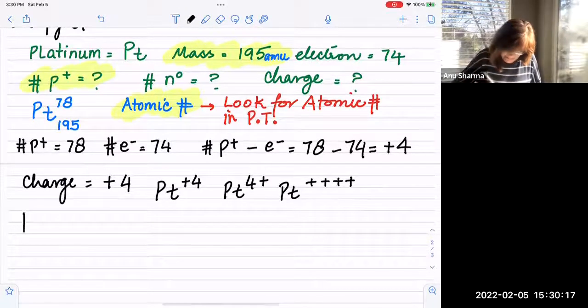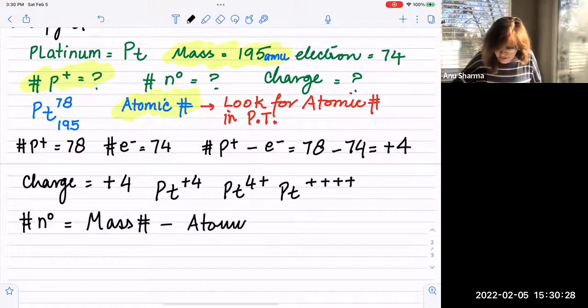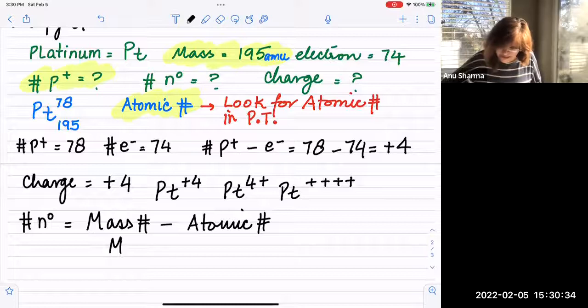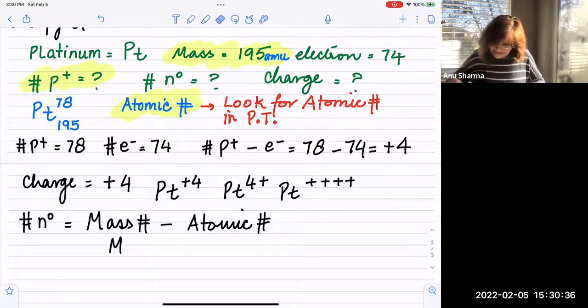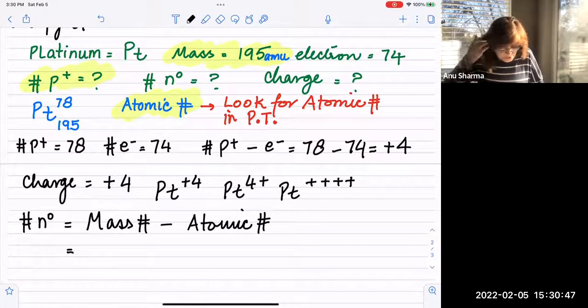Now we need the number of neutrons. So the number of neutrons is the mass number, which is given to you, minus the atomic number. Here the mass number is m, and I think Z is the atomic number. So anyway, here we have the mass number and the atomic number. The difference of that would be the number of neutrons.